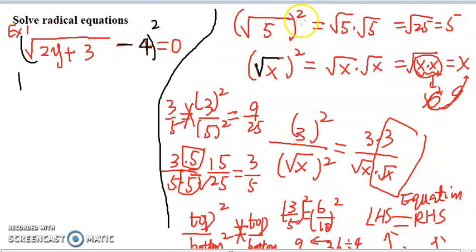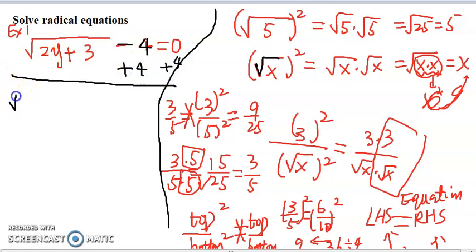The only way you will get rid of the radical sign is you can only square the square root without a plus or minus anything there. So first of all, we want to get rid of this minus 4 here. We can add a 4 to both sides, and that will give us square root of 2y plus 3. Cancel them, and equals a 4 on the right side. 0 plus 4 is 4.